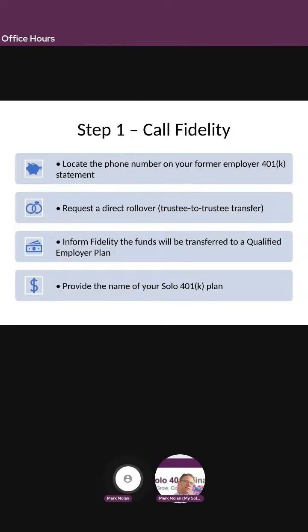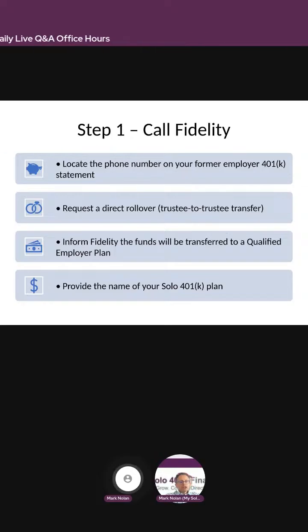In other words, you did not deposit the check into your personal bank account and then turn around and deposit the check to the solo 401k, but instead, the check was made payable in the name of the solo 401k for your benefit as the trustee of the plan, and you then deposited that check directly into the solo 401k bank or brokerage accounts. So when it's processed as a direct rollover, the funds move directly from the former employer plan to the solo 401k plan.